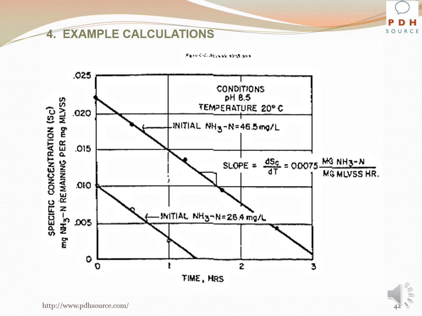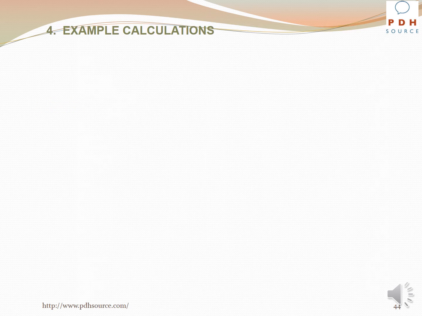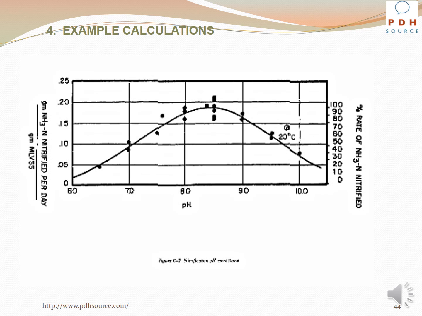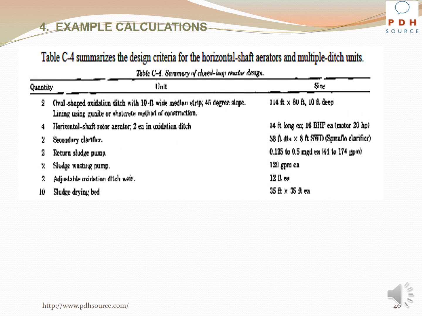The example continues. And continues on this slide. Additional calculation illustration. And this, of course, is a slide that is not as clear as it might be, but you can improve the readability by enlarging the image on your computer or whatever you're viewing this on. And the calculation continues. Summarizing the design criteria for the horizontal shaft aerators and a multiple ditch unit.